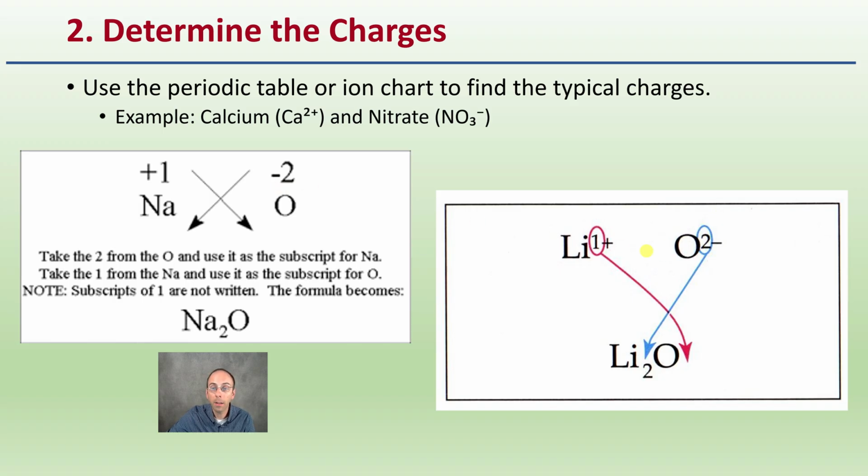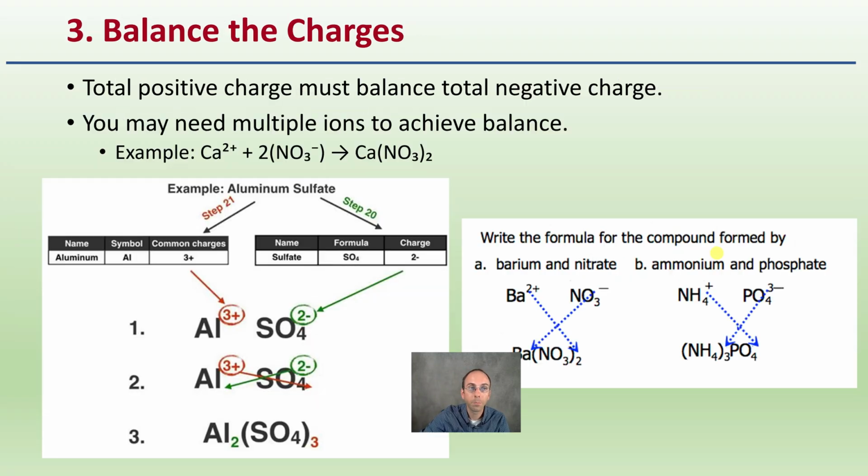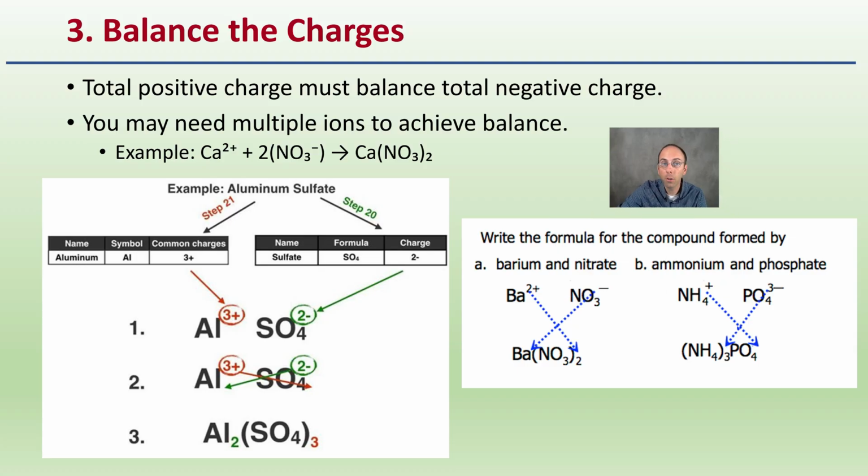So for lithium and oxygen, applying that same concept right over here. The 1 goes over here, and the 2 goes over here, Li2O. Now keep in mind when I say subscript, that 2 is down below where you write the letters there. Then you simply want to balance the charges. So total positive charge must balance the negative charge. You may need multiple ions to achieve this balance.